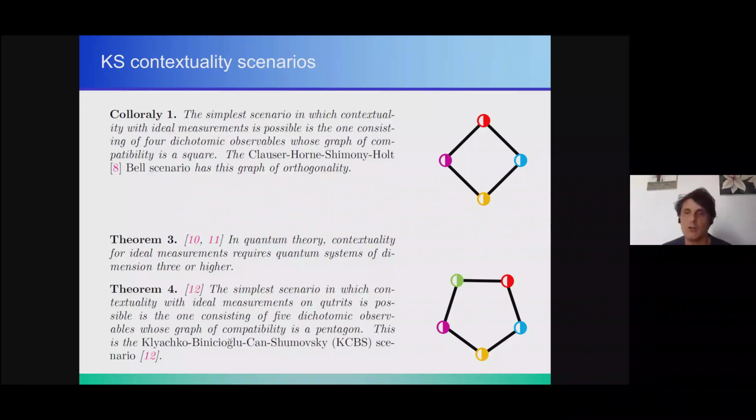But we also know from Bell and Kochen-Specker that in quantum theory, contextuality for ideal measurements can happen even with quantum systems of dimension 3. And the simplest scenario in which contextuality with ideal measurements on systems of dimension 3 is possible is precisely the one represented by the pentagon. These days, the Klyachko scenario.